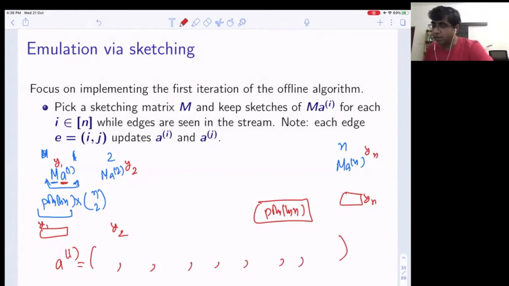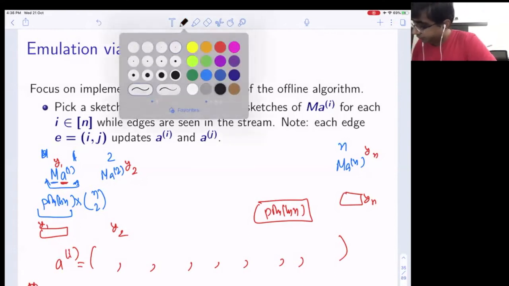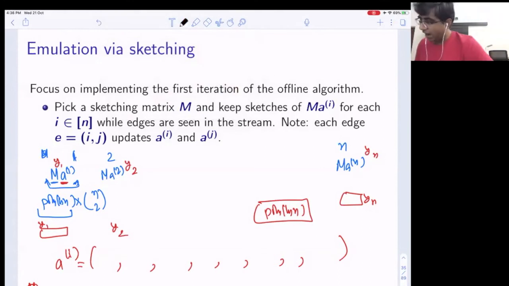Okay, this is some vector. So now I am interested in computing, suppose you added, so this is A of i, and now some edge has come and you want to update it. So suppose this edge is added.